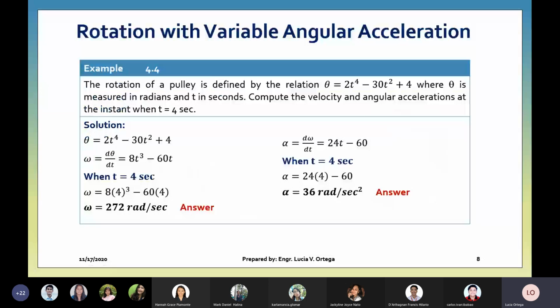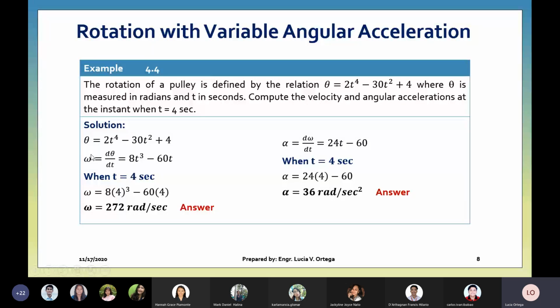Okay, let's go to the rotation with variable angular acceleration. So the problem: the rotation of a pulley is defined by the relation. So you are familiar with the equation from rectilinear translation. Theta equals 2t to the fourth minus 30 t squared plus 4, where theta is measured in radians and t in seconds. Compute the velocity and angular acceleration at the instant when t equals 4.